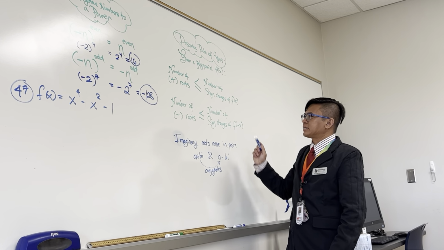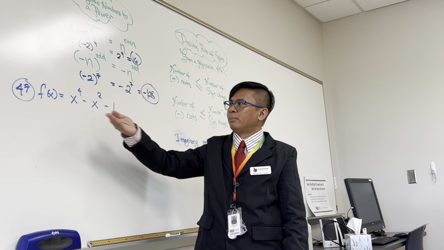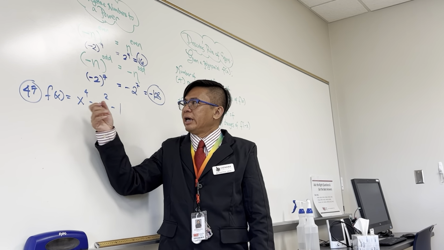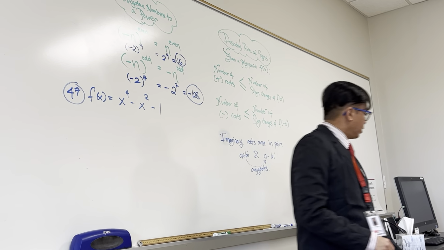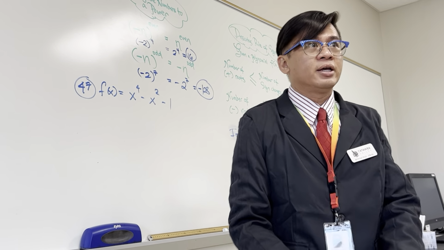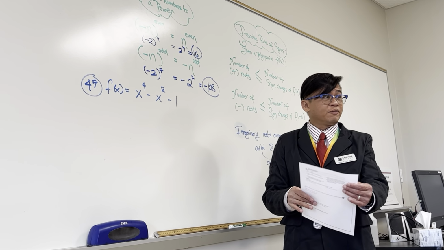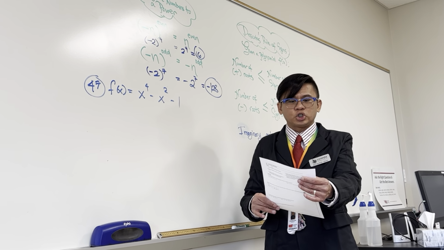Depending on f of x and f of negative x, right? For example, we have the following in here, number 47. F of x is equal to x to the fourth minus x squared minus 1, okay? The problem for number 47 is this. Let me read it for you guys and see it from your instruction.